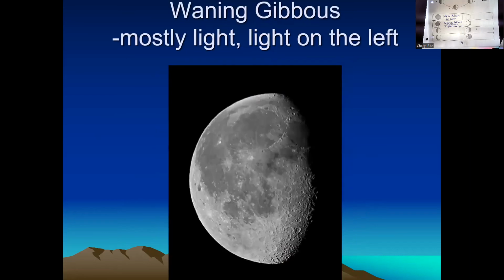All right, so now we're on to the waning gibbous. What's the difference between the waning gibbous and the waxing gibbous? The shape is the same, but now we're just switching sides. Waning is on the left, because again, wax on is on the right. Waning then is on the left.